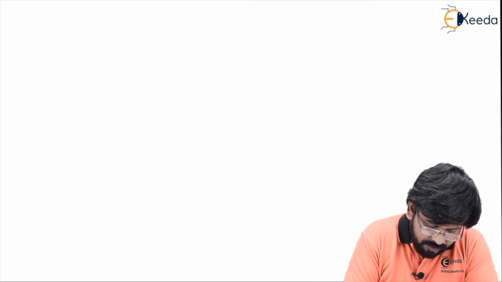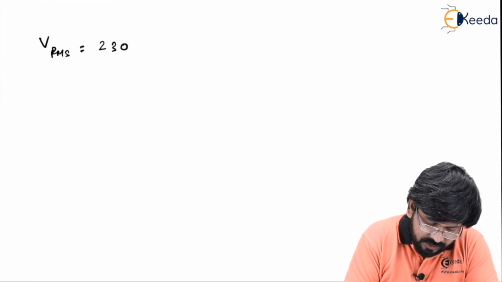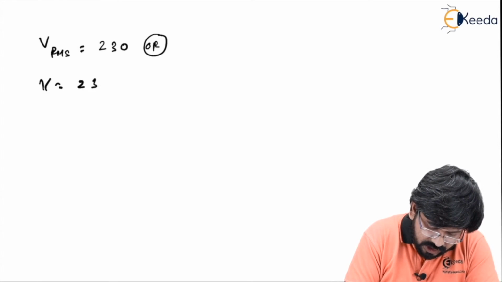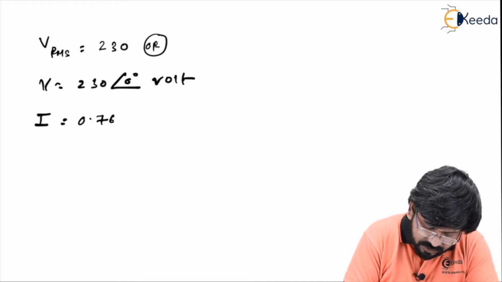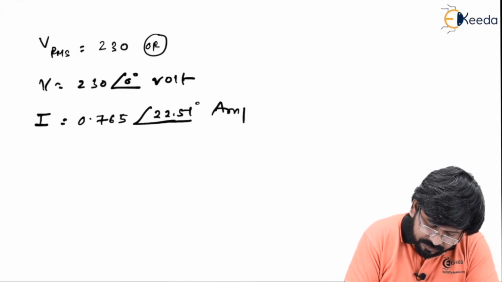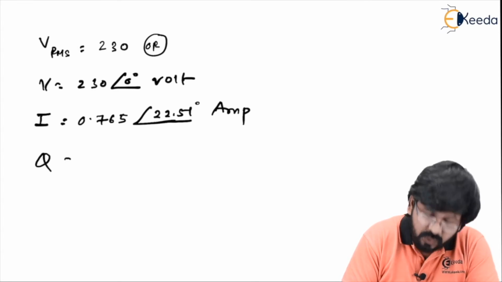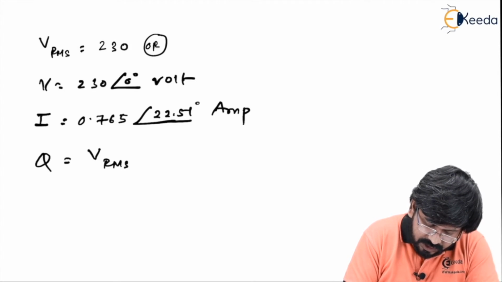So if you remember, your VRMS was simply 230, or in fact the supply voltage V was given as 230 at an angle of 0 degree volt. I, that is final I current, is 0.765 at an angle of 22.51 degree ampere, and what I want is Q, which is nothing but reactive power, which is given as VRMS into IRMS into sine of phi.